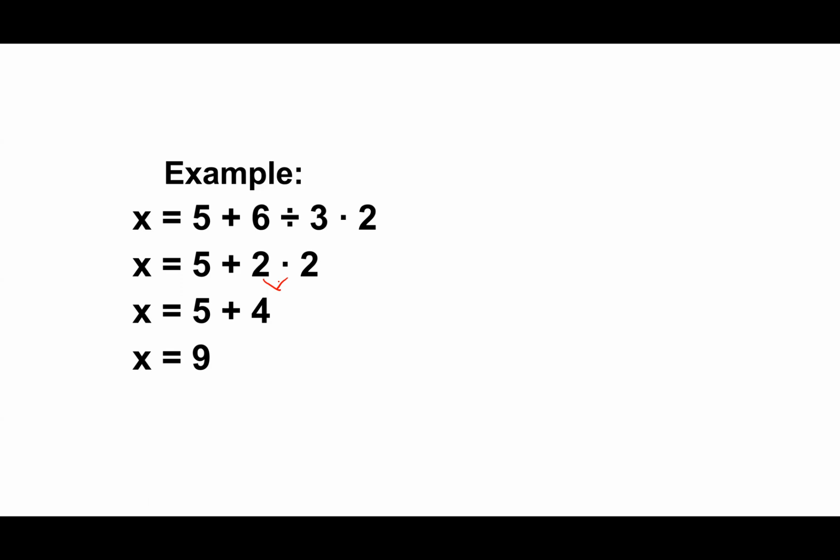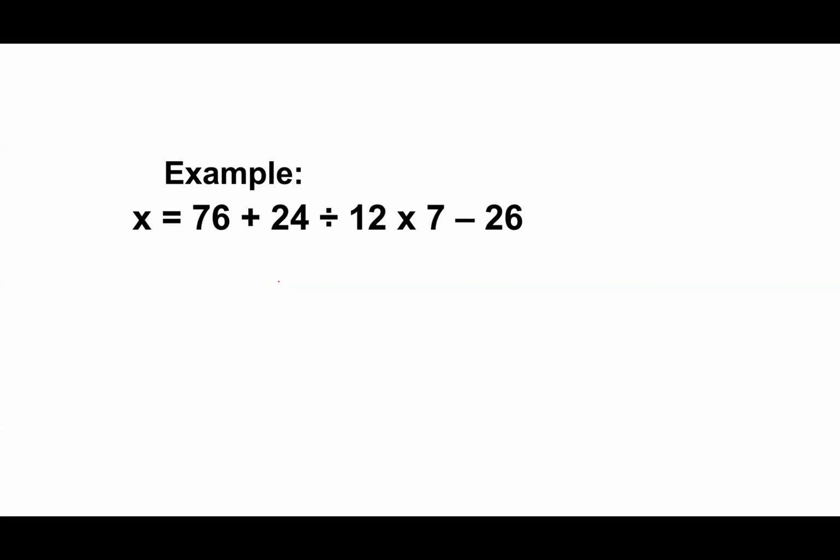Okay, let's do the next one. All right, so 76 plus 24 divided by 12 times 7 minus 26. What do we do first, according to PEMDAS?